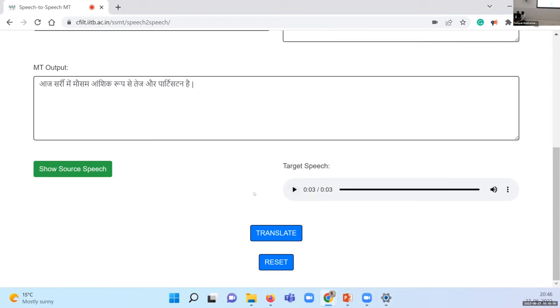Yeah, so this is not very good. But let's take Marathi for the same sentence.